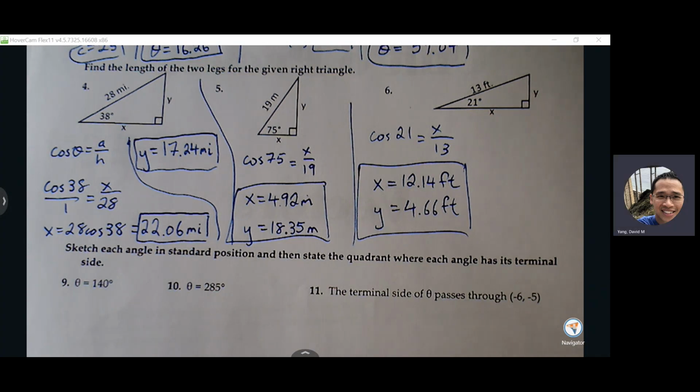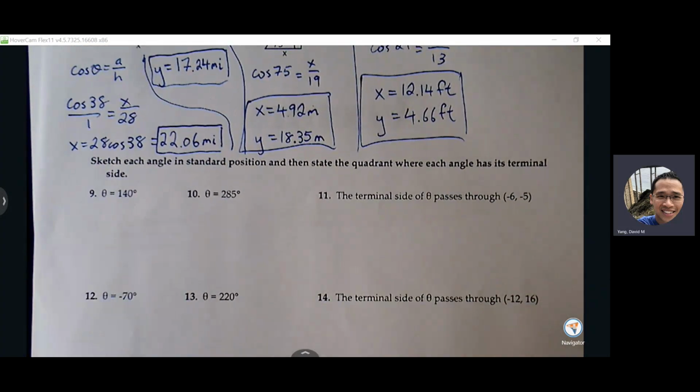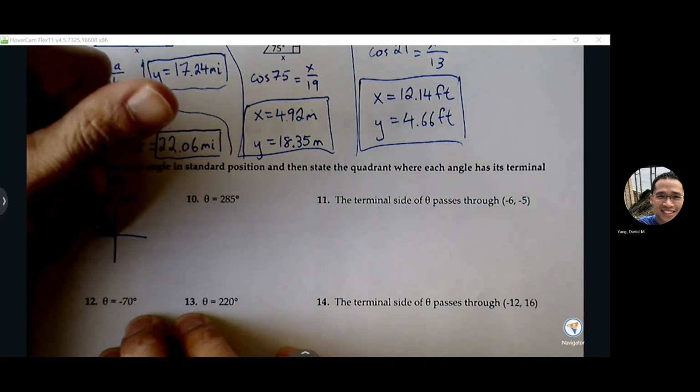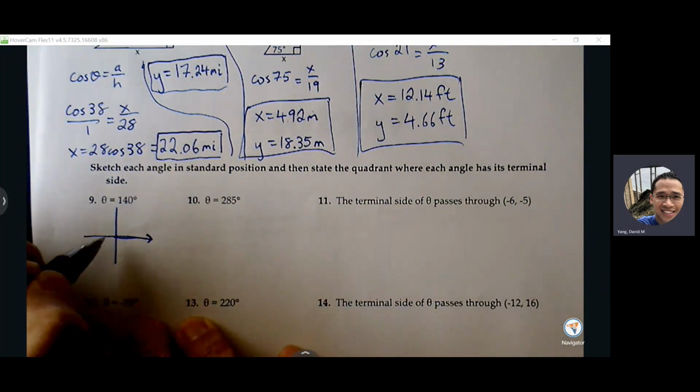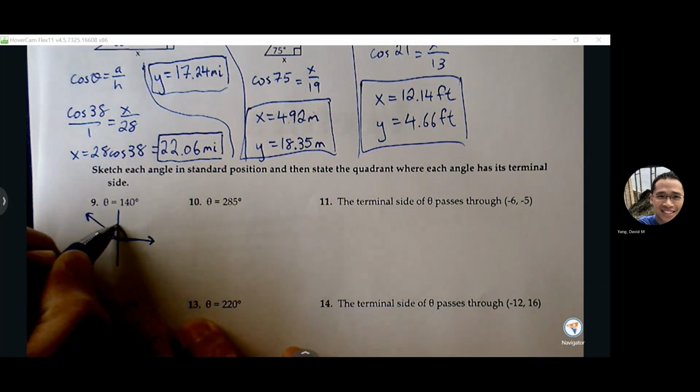All right, number 9. Sketch each angle in standard position and then state the quadrant where each angle has its terminal side. So terminal side is where does that angle, as it swings, where does it end up? Which quadrant does it end up? So theta equals 140. Which quadrant is that? Less than 180, but greater than 90. So second quadrant.